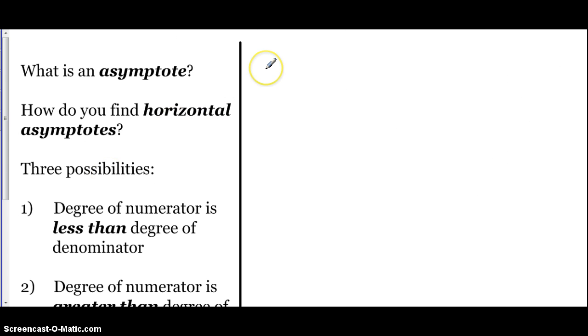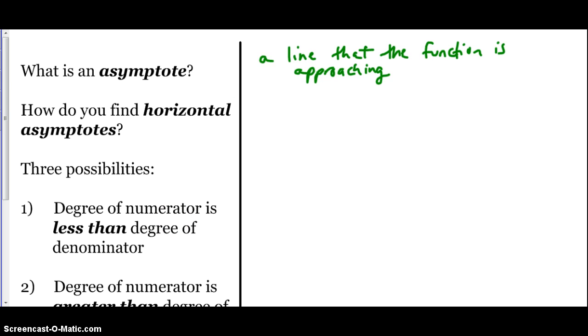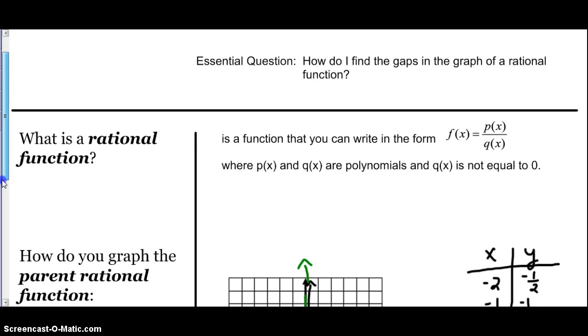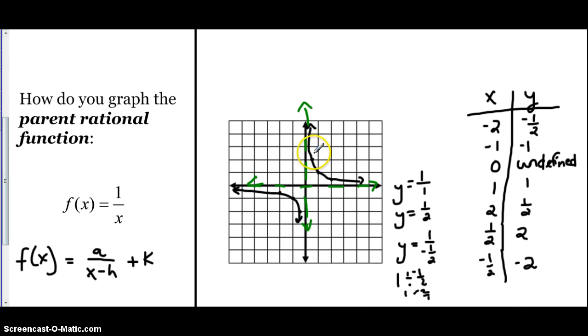Okay, so an asymptote is a line that the function is approaching. So again, an asymptote is a line that the function is approaching. If you take a look back at my slide here, the vertical asymptote is a vertical line, and the function is approaching it here and also here. A vertical asymptote is where the function is undefined, so it cannot cross that vertical asymptote.